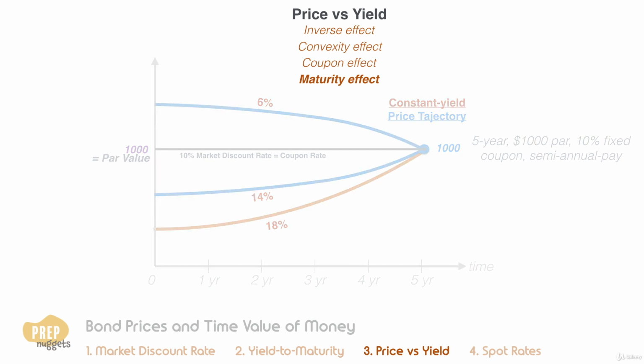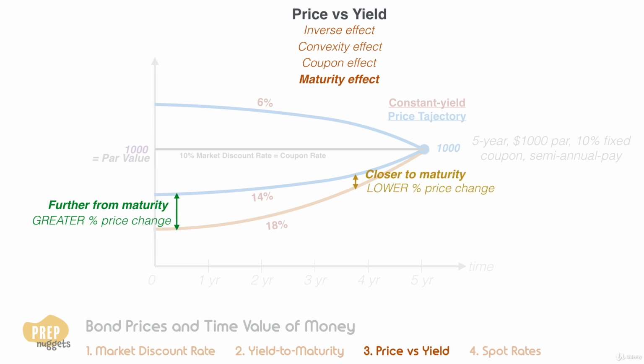Generally, for the same coupon rate, a bond that is further from maturity has a greater price sensitivity to a change in market discount rate than a bond that is closer to maturity. Before we conclude this lesson, let's go back to our example at the beginning.